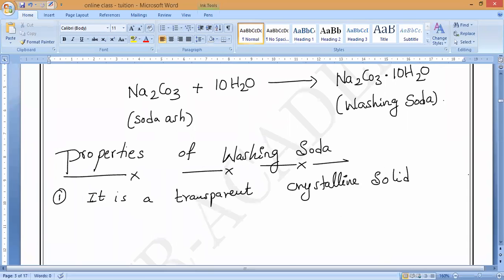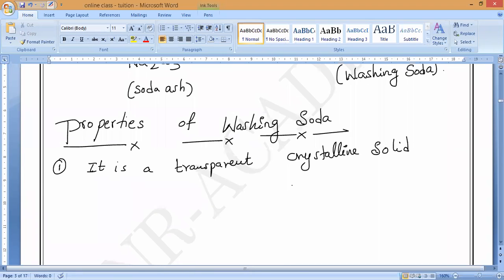So they are in crystal form only, but they contain moisture. If this moisture is removed, the color will change. So it is a transparent crystalline solid. That is the first property of washing soda.